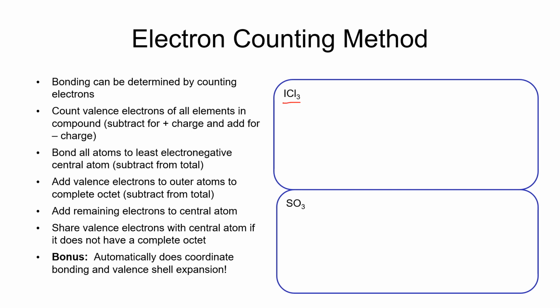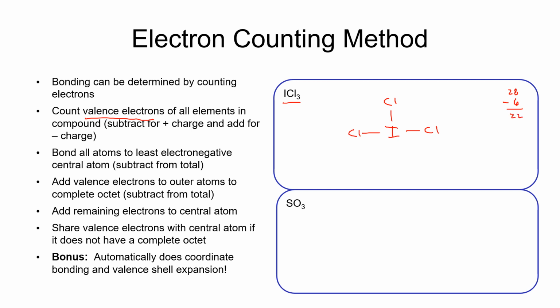We have iodine and 3 chlorines bonded together. Our first step is going to be to count up all the valence electrons. So we have iodine with 7, we have 3 chlorines also with 7, so that makes 28 valence electrons. We'll start by putting the iodine in the middle, and we're going to single bond everything else to it. So we got the 3 chlorines, they're all going to get a bond, and that's going to use up 6 of our electrons, so now we're down to 22.